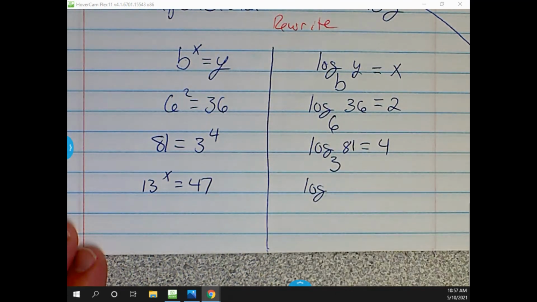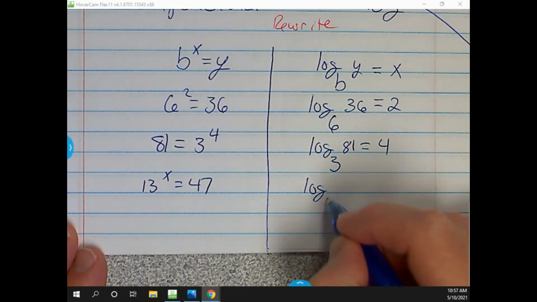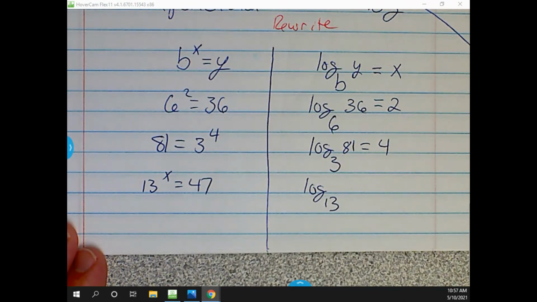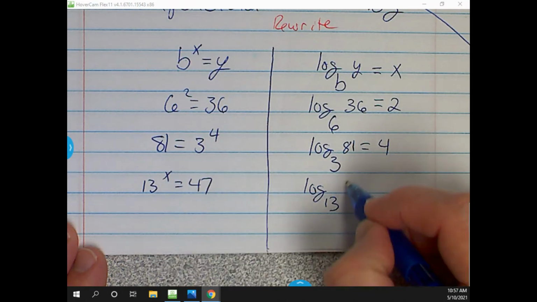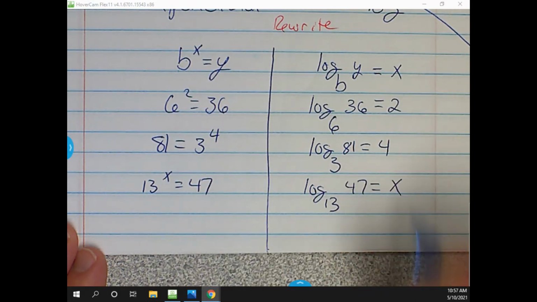All right, again, we're going to go log. Base was 13, so that'll stay the same. Again, I just switch these two numbers. The 47 will go there, and the x goes by itself.